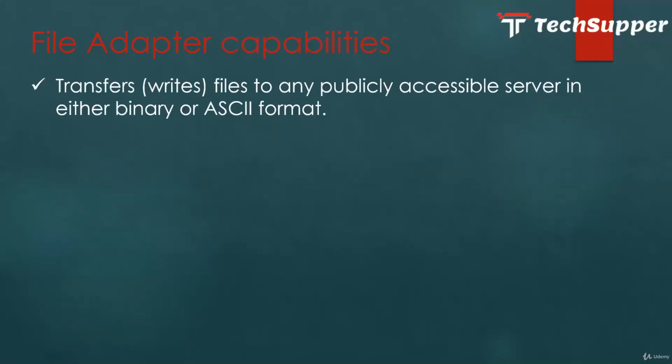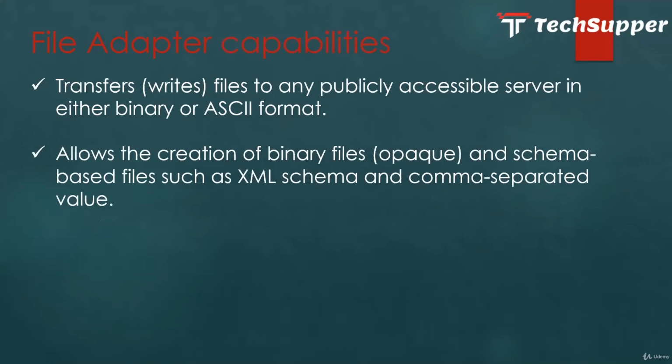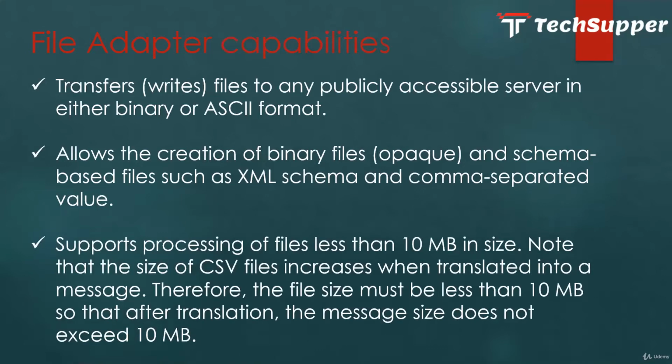What are the capabilities of the file adapter? It transfers files to any publicly accessible server in either binary or ASCII format. It allows the creation of binary files using opaque and schema-based files such as XML schema and comma-separated value files like CSV. It supports processing of files which are less than 10 MB in size. Note that the size of a CSV file increases when translated into a message. Therefore, the file size must be less than 10 MB so that after translation, the message size does not exceed 10 MB. So these are the capabilities of the file adapter.